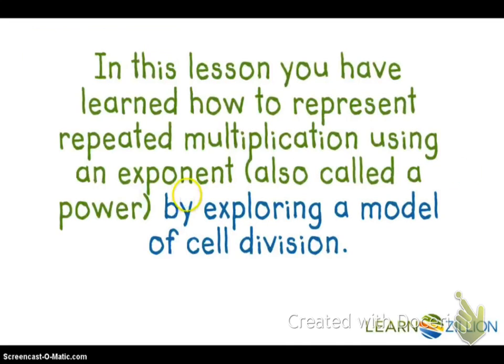In this lesson, you have learned how to represent repeated multiplication using exponents, also called powers, by exploring cell division.